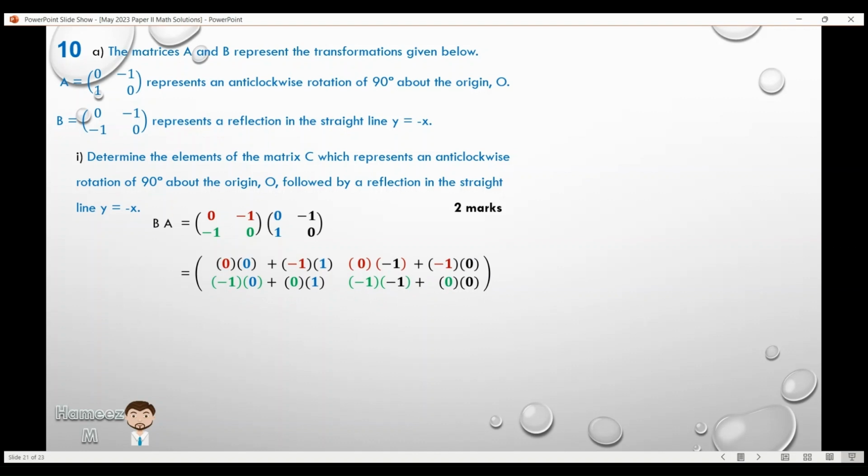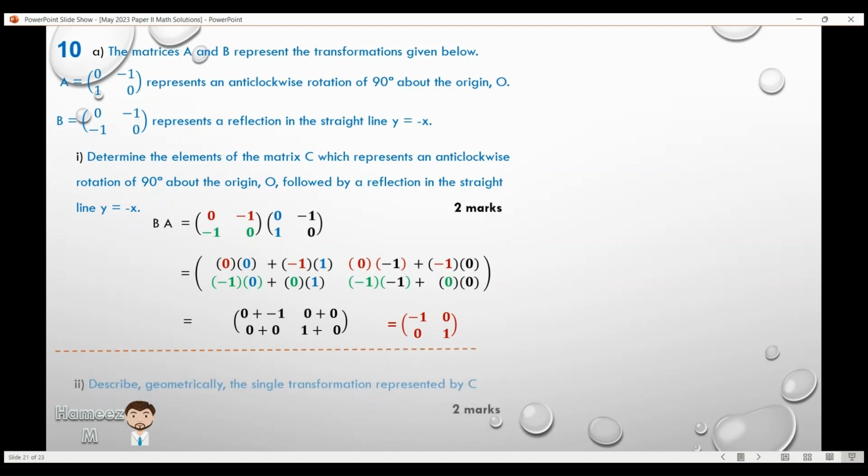And now it's a simple solution. The first column by the first row, which is our first element there, will give us 0 plus minus 1. And the second one will be 0 plus 0, and then 0 plus 0, and 1 plus 0. And it simplifies quickly to minus 1, 0, 0, 1. So this will be equivalent to the representation of applying A to a point and then B.